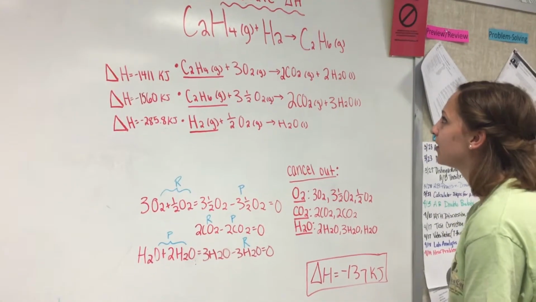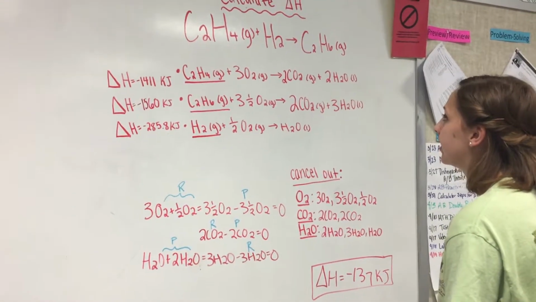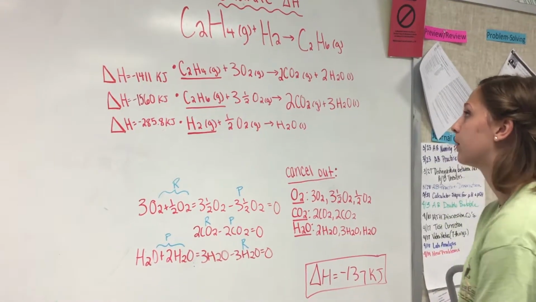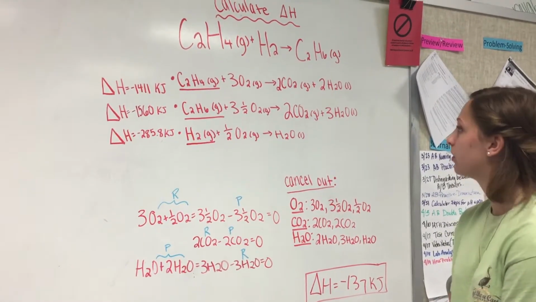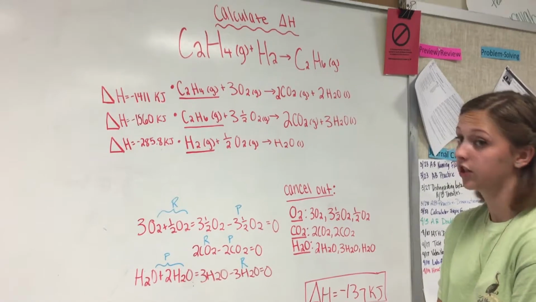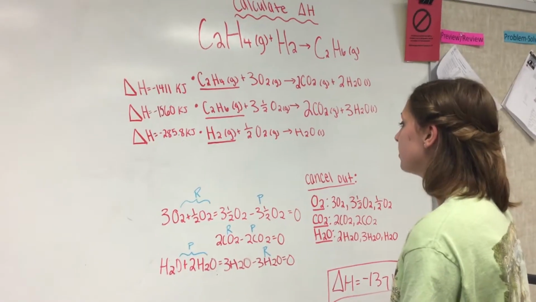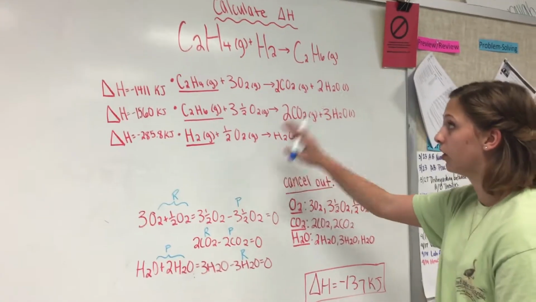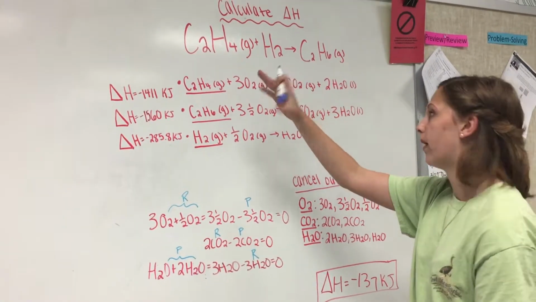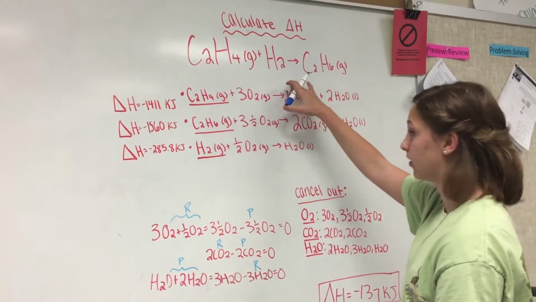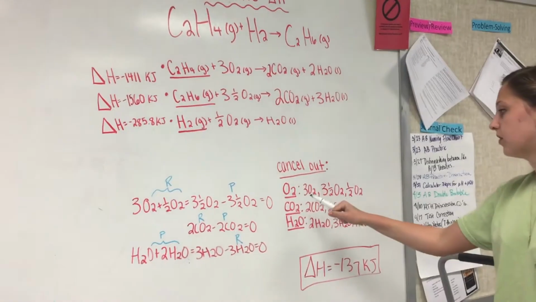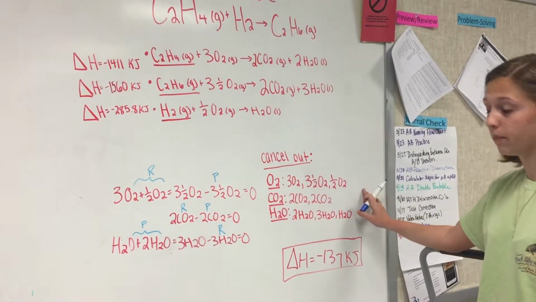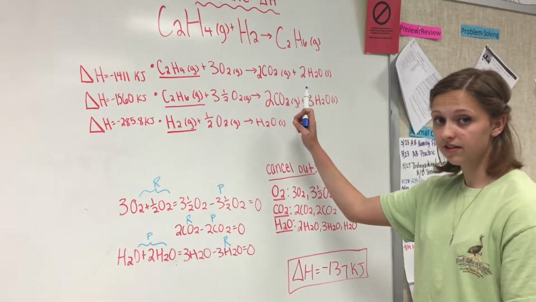So we're trying to calculate the heat of C2H4 plus H2 equaling C2H6. In order to do this, we have three equations and we're trying to cancel out all the compounds that are not needed. Right here I wrote down all of the different elements and compounds that we need to cancel out in the equations.